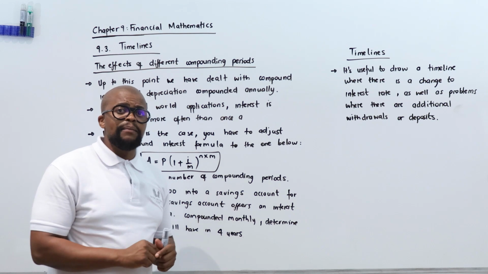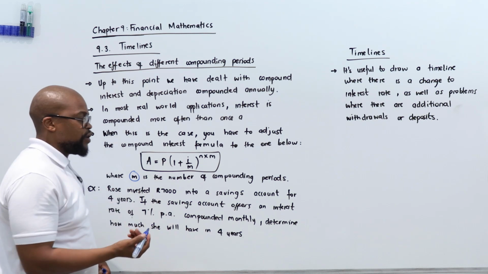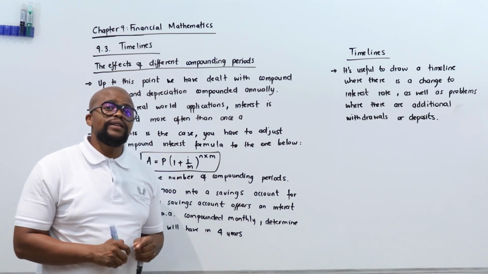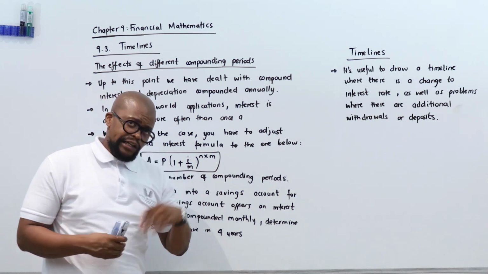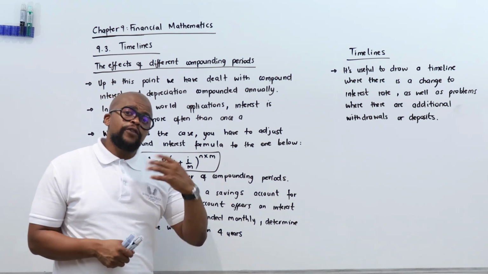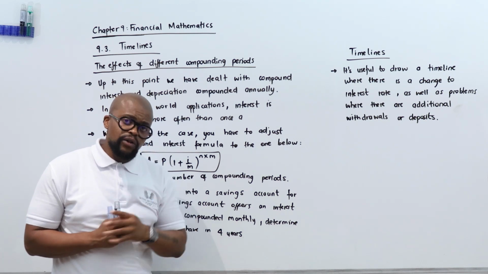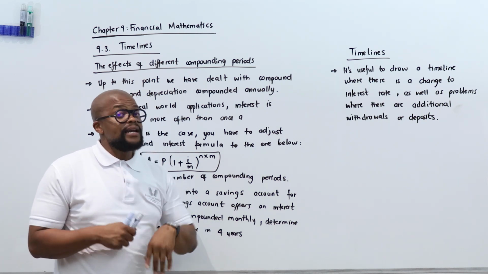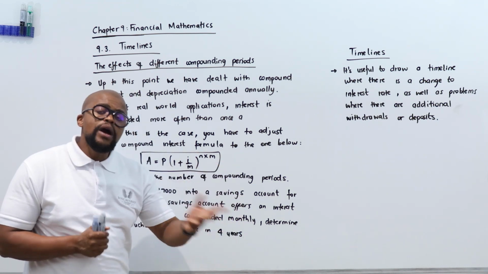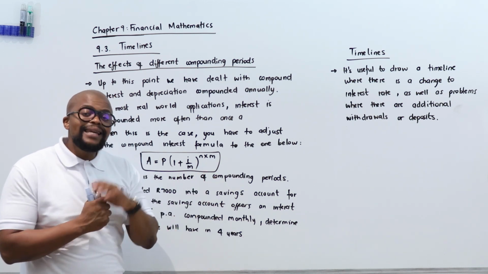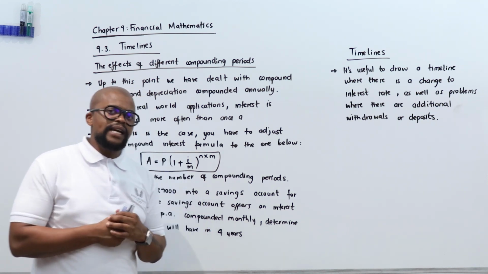Let us briefly do an example so that we can see how this is done. Remember, M is your frequency of compounding. If your interest is compounded semi-annually, the M value is going to be 2, because it is compounded twice in a year. If it is compounded quarterly, it is compounded 4 times in a single year. If it is compounded monthly, it is compounded 12 times, so M is 12. So if it's semi-annual, M is 2. If it's quarterly, M is 4. If it's monthly, M is 12. And if it's daily, M is going to be 365, because we have 365 days in a single year.